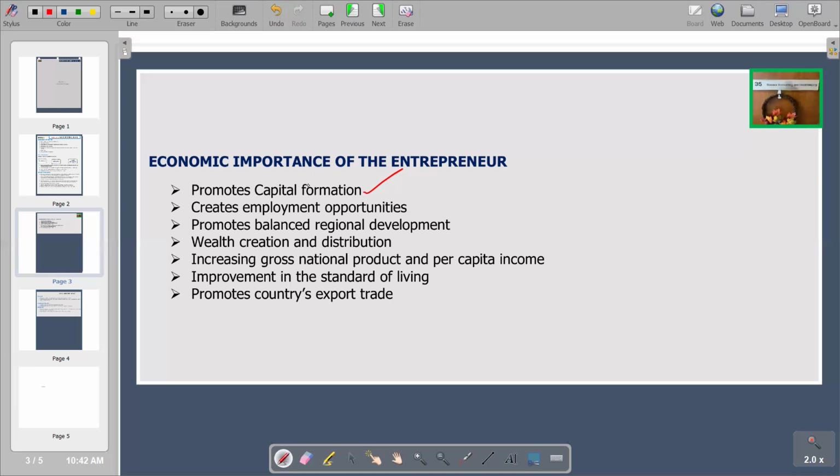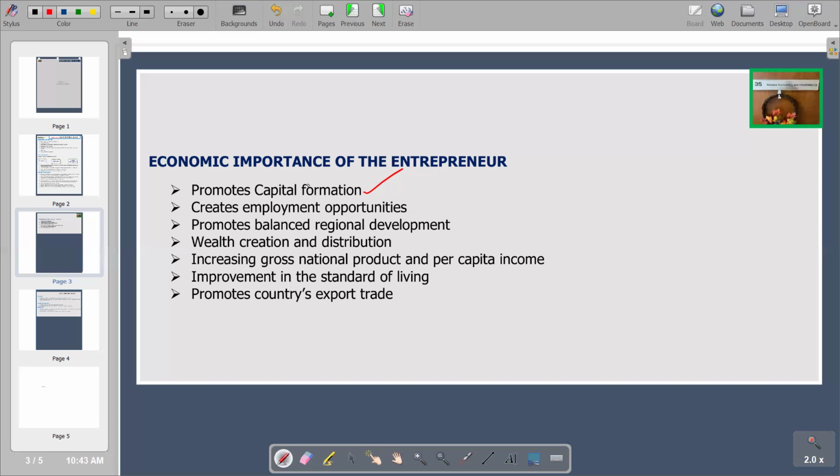So we are saying entrepreneurs contribute to capital formation, and that is additions in the form of infrastructure, which is equipment, buildings, and other goods and services. They use their own as well as borrowed money for setting up their business. So you see that the acquisition of these elements of capital formation is done by the funds of those entrepreneurs. So entrepreneurs promote capital formation.